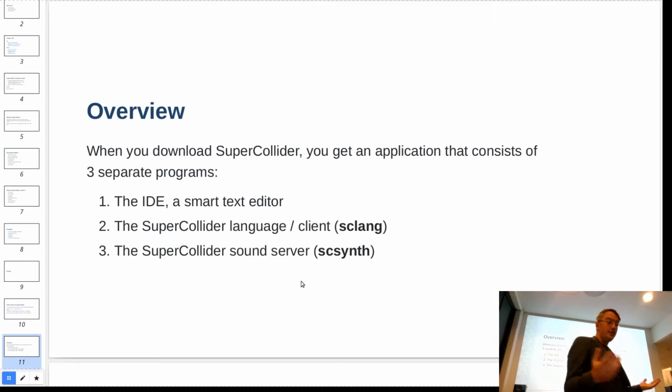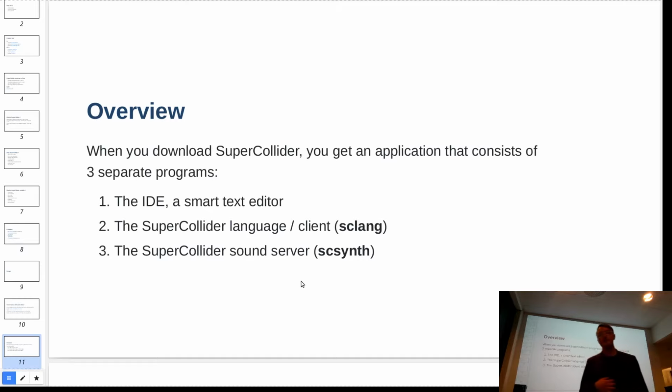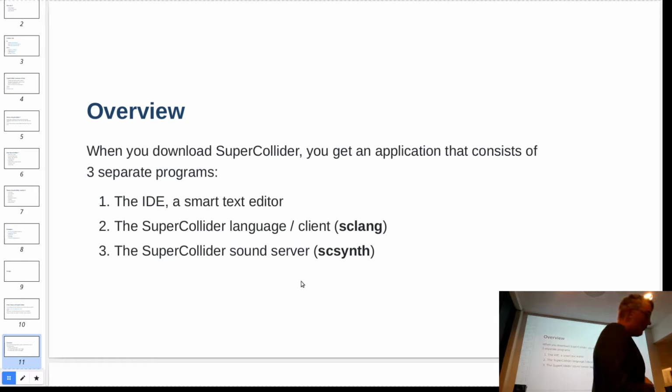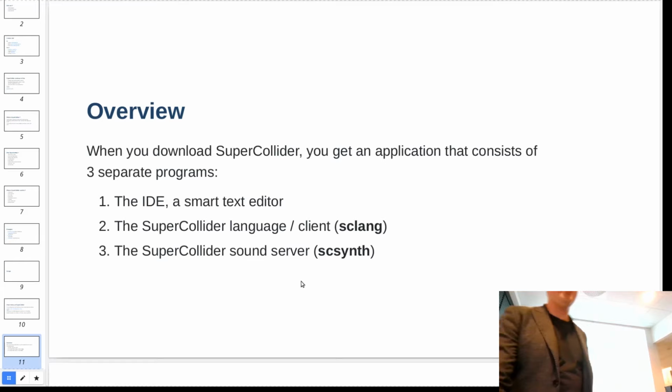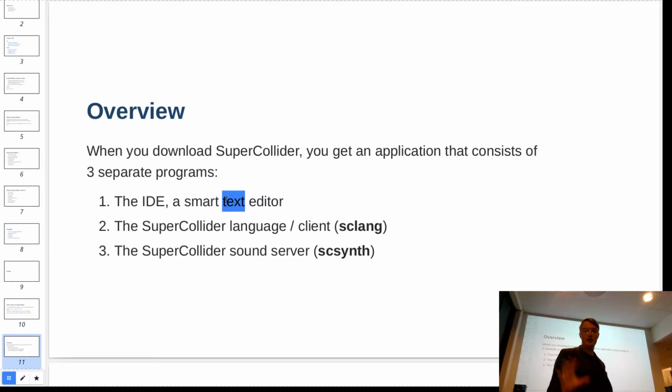When we say SuperCollider, and when you download SuperCollider, you get an application that's actually a bundle of applications. And this can sometimes be a bit confusing. That's also the reason why SuperCollider is often referred to as a programming environment, because it contains a lot of different things, not just a programming language. The three main components, arguably, are the text editor, which is what you see when you download it. You see the text, and we're going to get into that in a minute.